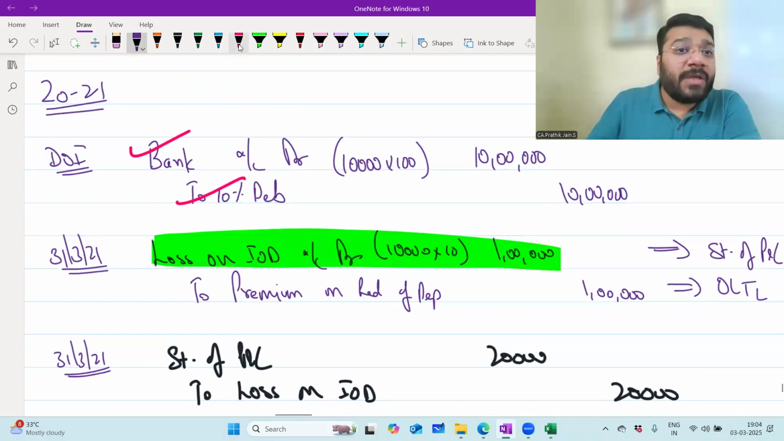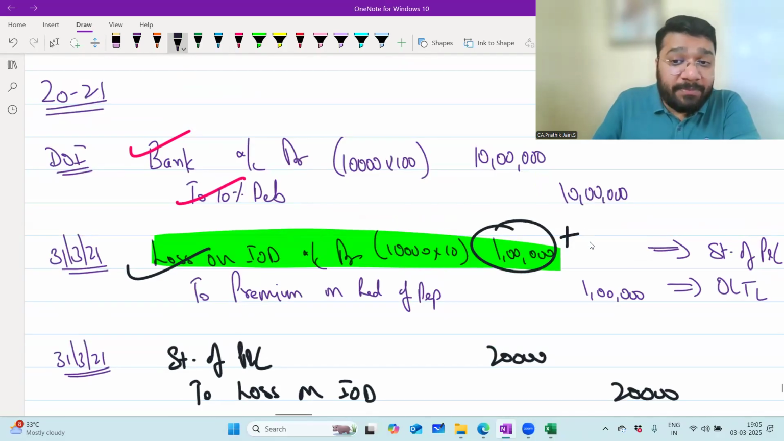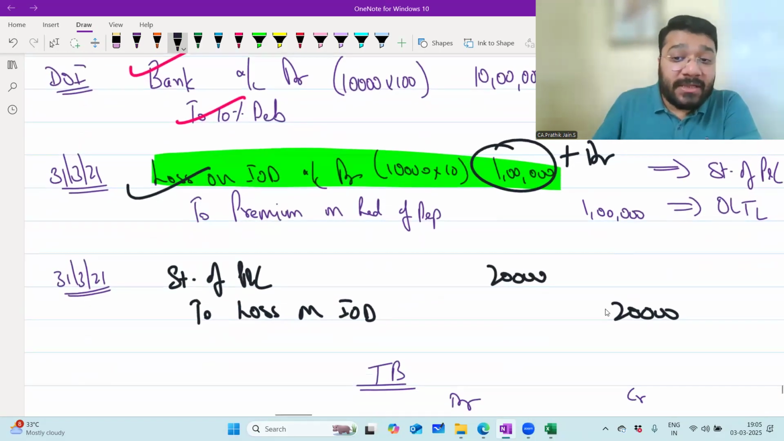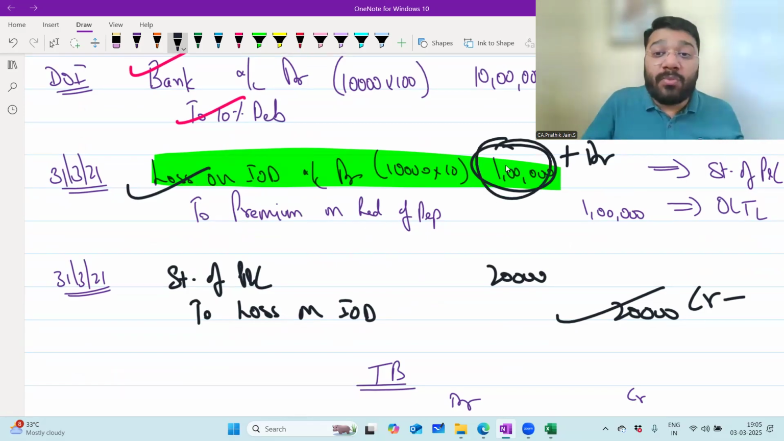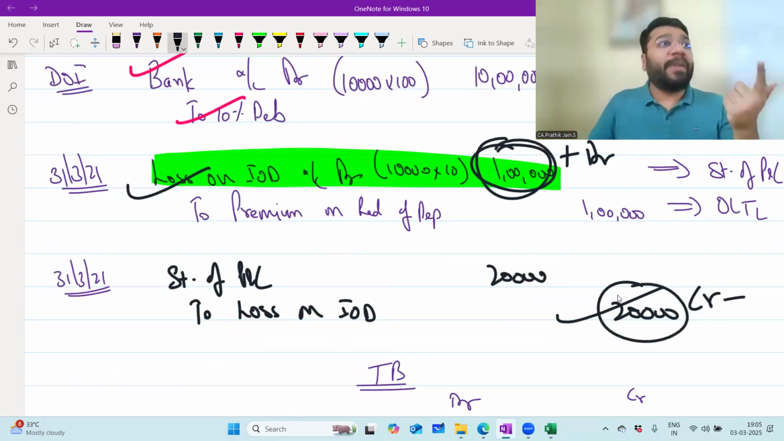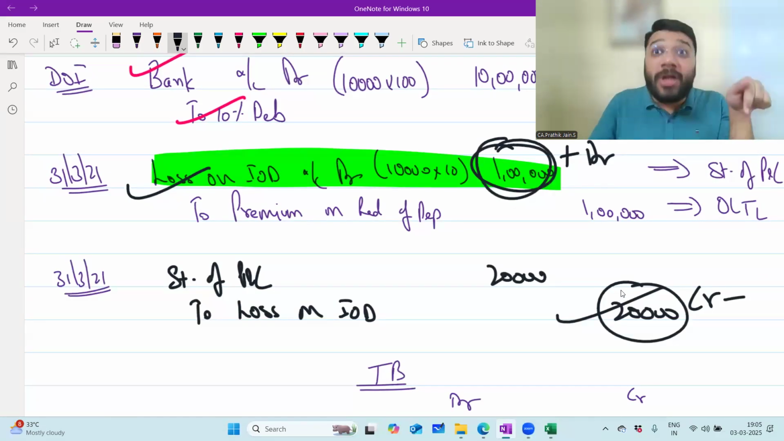Then loss on issue of debenture, listen properly. One debit I've given here means plus, and we have closed this by giving a credit to the extent of 20,000 rupees, minus. So 1 lakh plus, minus 20,000. What is the net balance in the loss on issue of debenture account? 80,000. Listen to me very carefully. Is it a debit balance or a credit balance? Debit balance, because your debit side total is more than the credit side. So when you open the ledger, you will know this ledger has a balance brought down on the debit side.